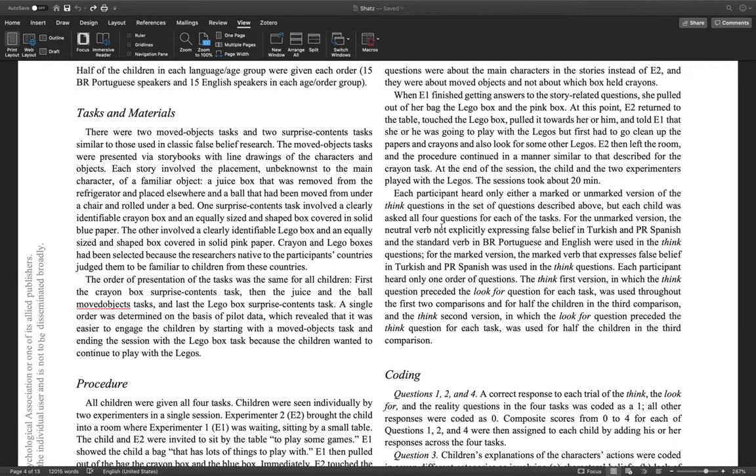When E1 finished getting answers to the story-related questions, she pulled out of her bag the Lego box and the pink box. At this point, the kid freaks out. But then experimenter 2 returned to the table, touched the Lego box, pulled it toward themselves, and told E1 that they were going to play with the Legos, but first had to clean up the papers and crayons and also look for some other Legos, right? So they again clearly show the kid what they believe.